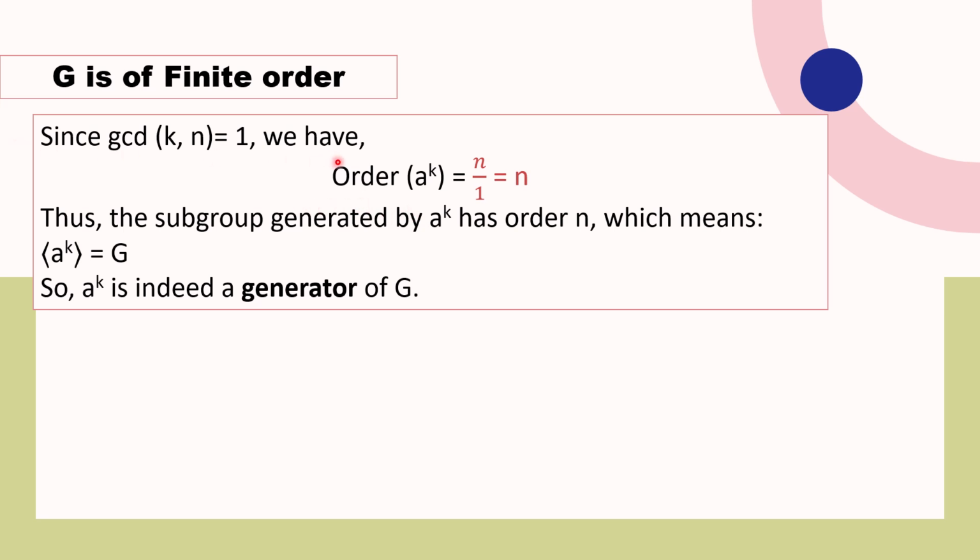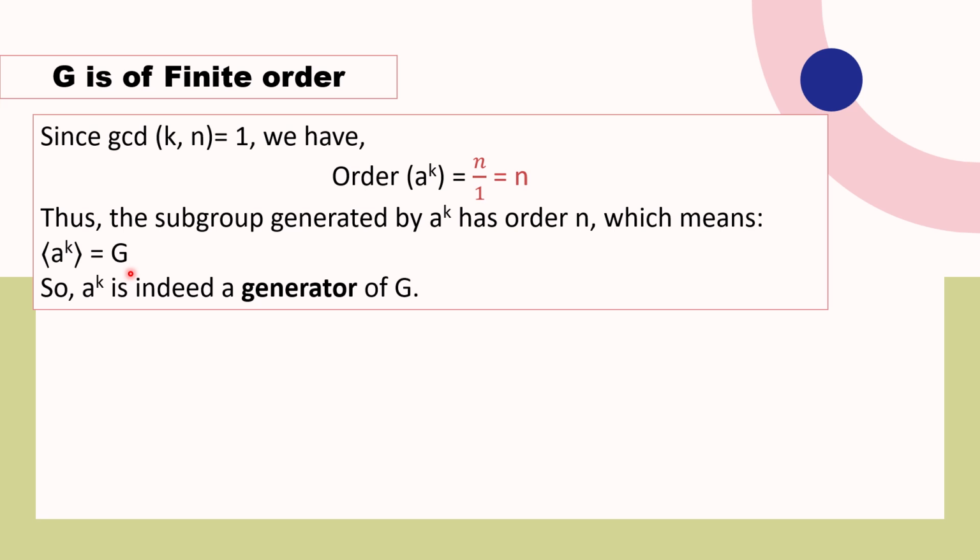We assume GCD(k, n) is equal to 1. We use the formula, that is order of a raised to k is equal to n by GCD(k, n). Since GCD(k, n) is 1, order of a raised to k is equal to n by 1, which is equal to n. Both the orders are the same, that is order of a^k is equal to order of the group. Therefore, the subgroup which is generated by a^k has order n, which means a raised to k generates G.